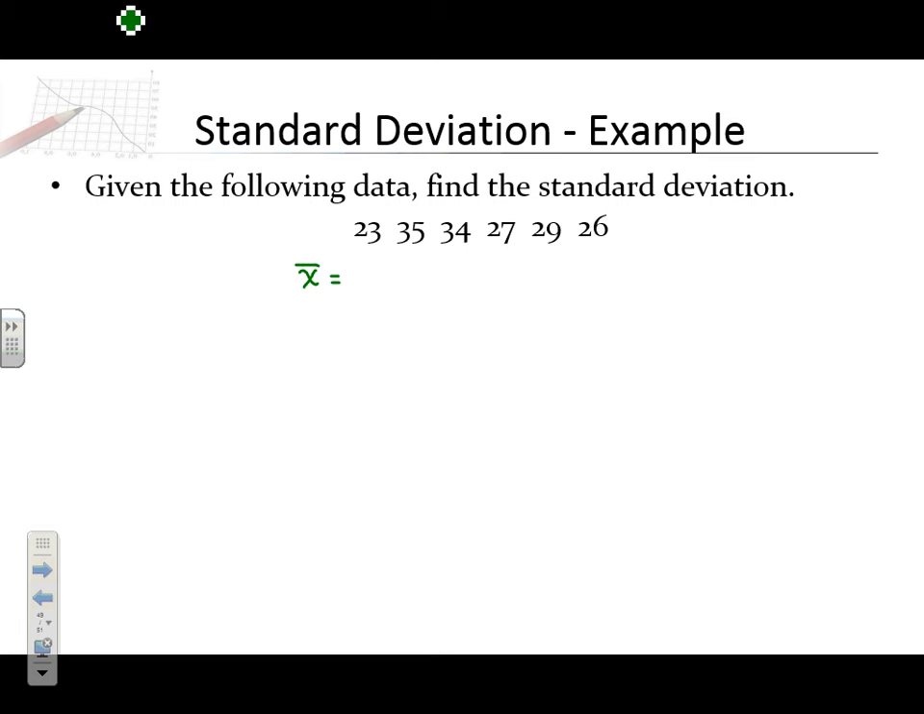Everybody got the mean? What do we have for the mean? 29? Okay. So, calculating means first step. We need to know what the mean is so that we can find the deviations, square them, add them together, divide by degrees of freedom, take the square root.